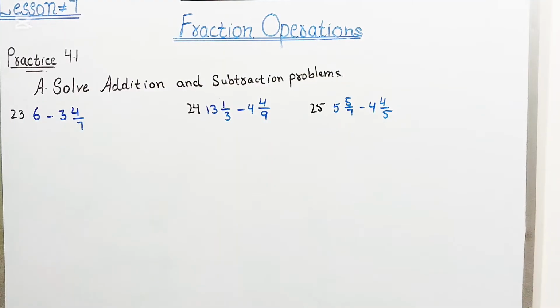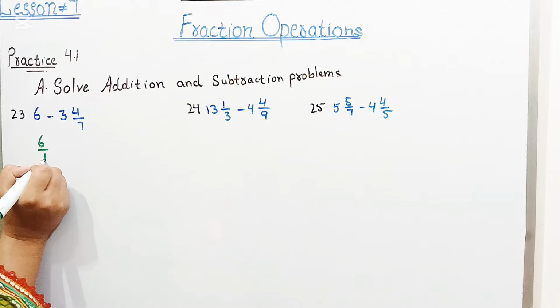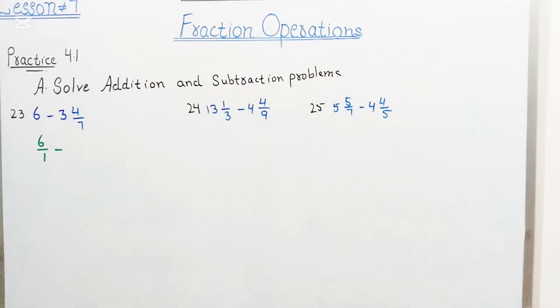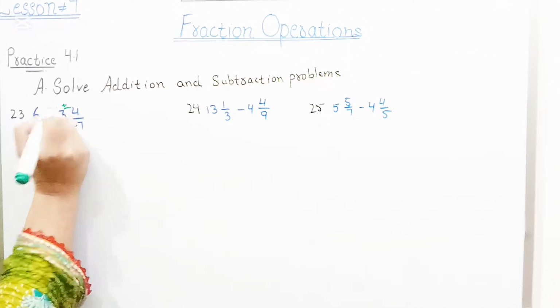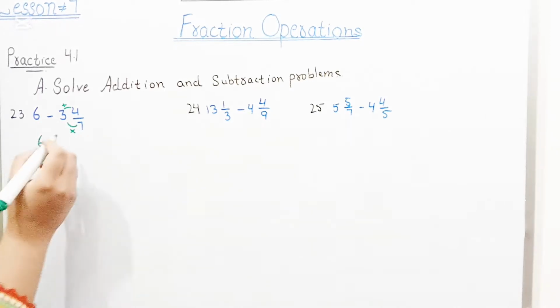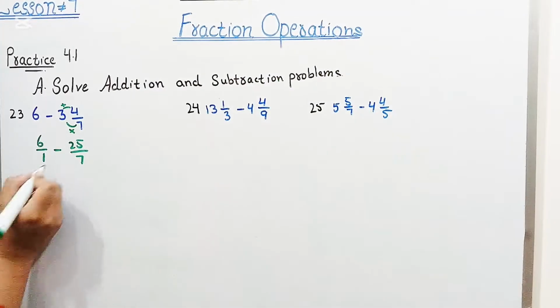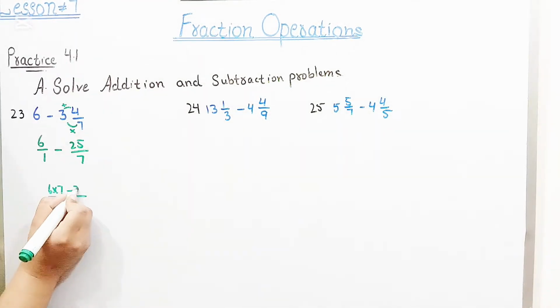Question number 23: 6 minus 3 4 over 7. The whole number 6 has remainder 1, so we can convert it to a fraction. Next, there is a mixed number. Again, we multiply 7 multiplied by 3, and their product we add to the 4. 7 3s is 21, plus 4, it becomes 25 over 7. 6 multiplied by 7 minus 25.